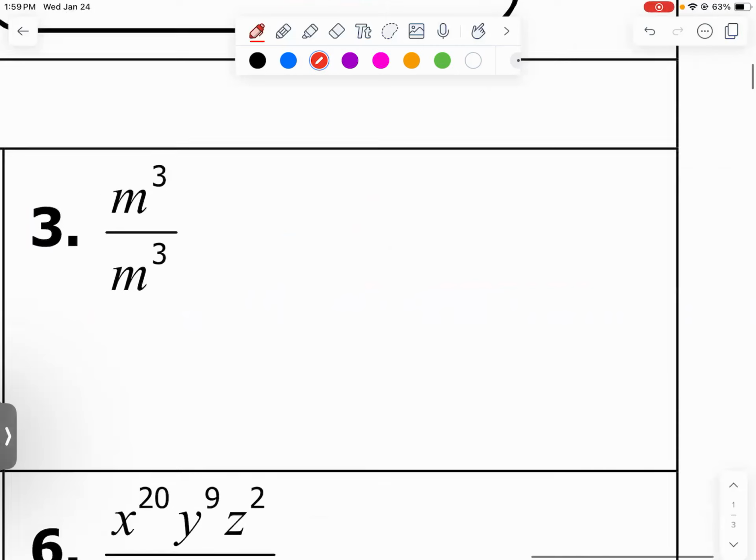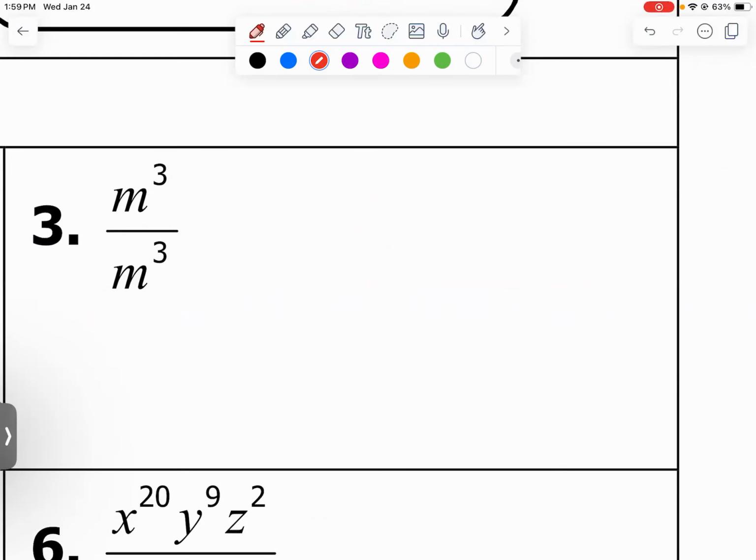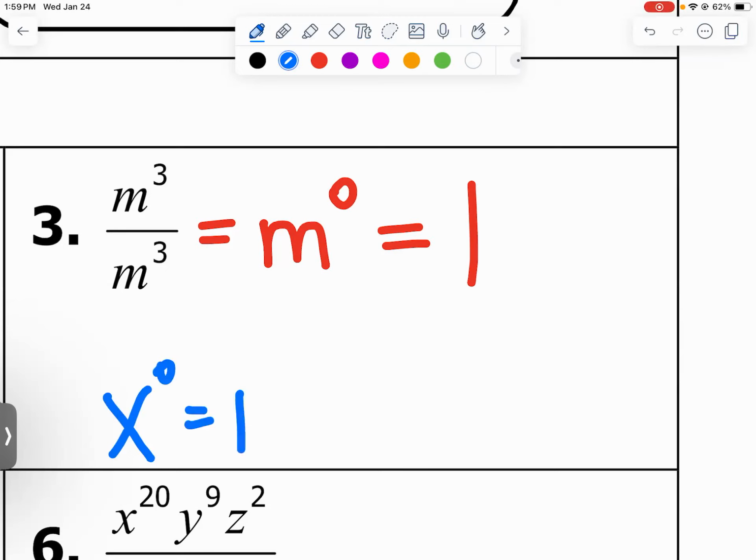And number 3 made you panic a little bit. What happens when we subtract our exponents in this case? What is m to the 0? Anything to the 0 power equals 1.